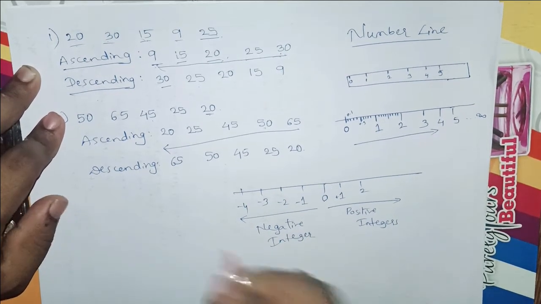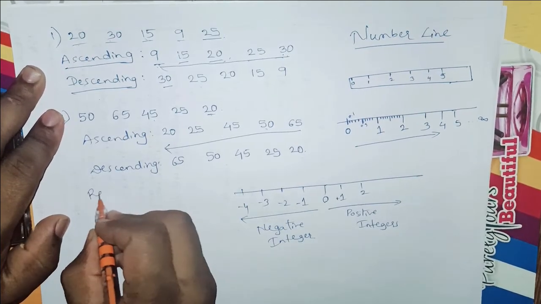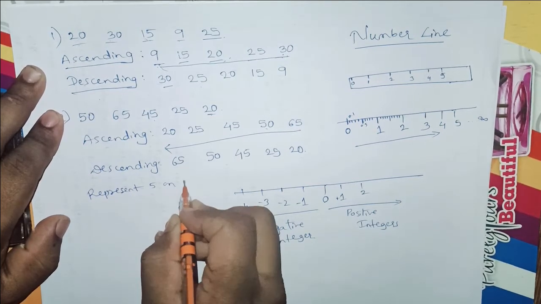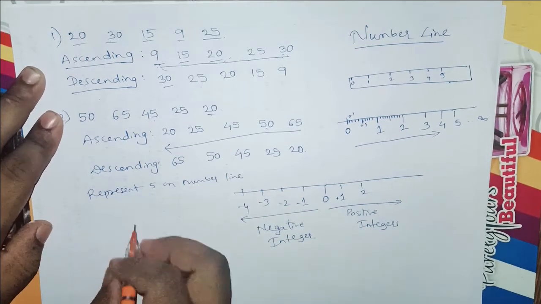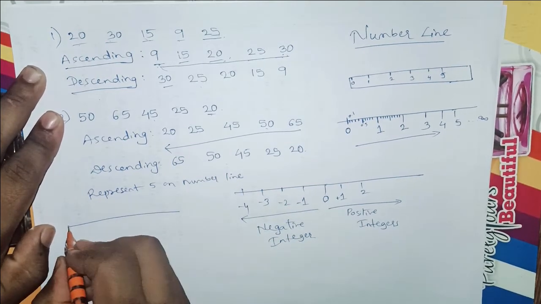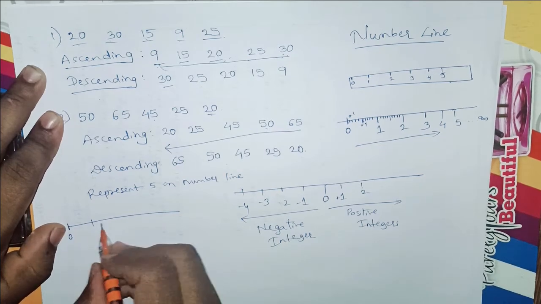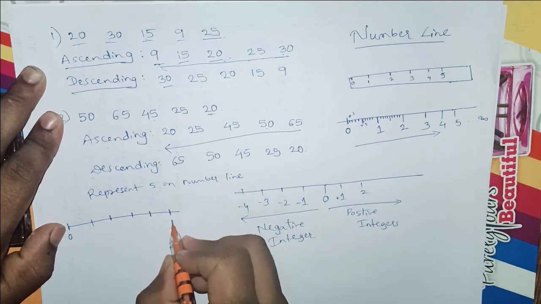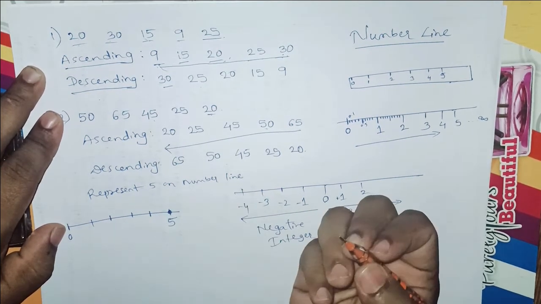Okay, in the exam they may tell you to represent 5 on number line. How to represent 5 on number line? Draw a line, take 0, then 1, 2, 3, 4, 5. So 5 will come here. This is what you are going to encircle.